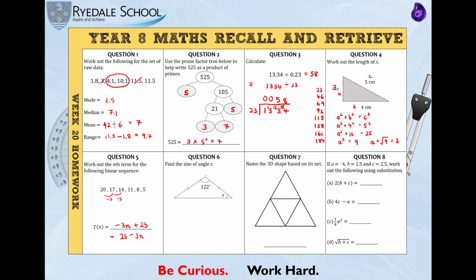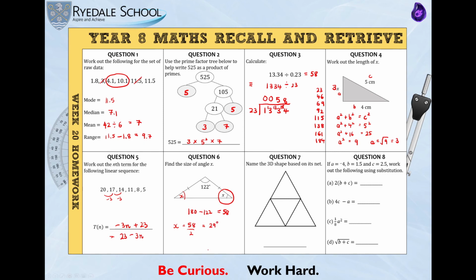Question number 6. We have an isosceles triangle, which means if this angle is x, this angle here is also x. So what we need to know is, well, the angles in a triangle add up to 180. Let's see what is left for these two angles here. Well, 180 take away 122 is 58 degrees. So x must be 58 split equally into 2, which is 29 degrees.